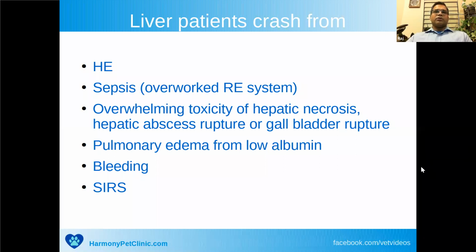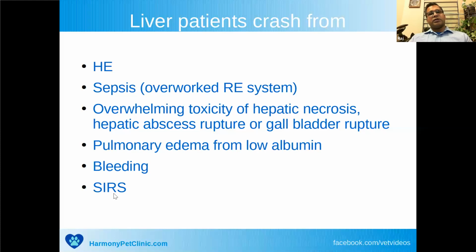So some of the causes that these patients with the liver disease crash, one of the most important is hepatic encephalopathy. Anything that triggers hepatic encephalopathy will lead to not a very good prognosis for the patient. Sepsis is also not a very good sign. Overwhelming toxicity that's causing hepatic necrosis, any abscess rupture in the liver, or gallbladder rupture can cause crash of the patient. Pulmonary edema from low albumin will lead to low perfusion in the liver, any bleeding or coagulopathy.